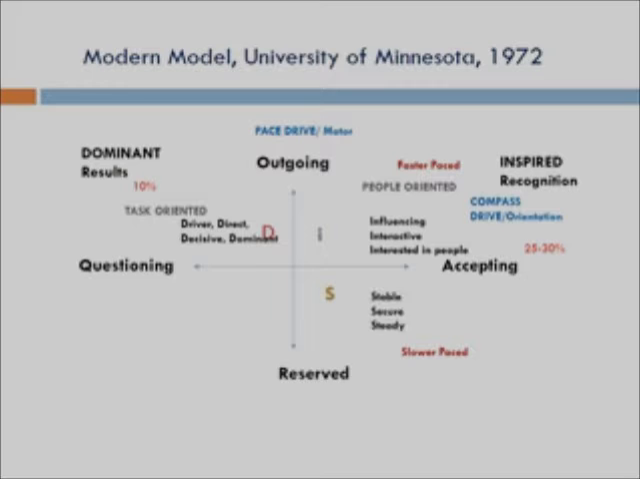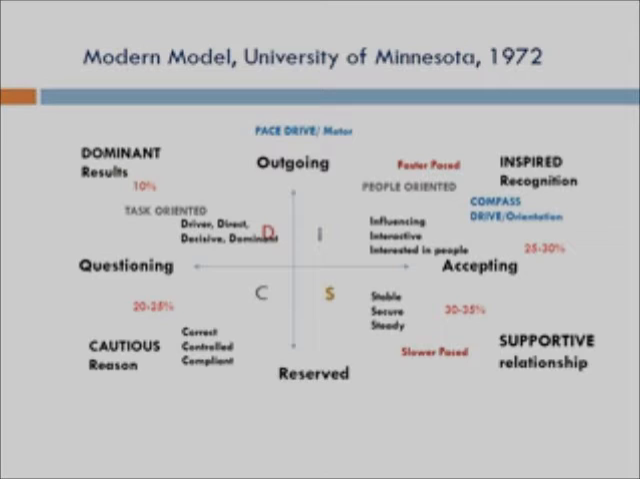The third quadrant is the S quadrant, standing for stable, secure, or steady. That's about 30 to 35%. Think supporting when you think S. The fourth and final quadrant is the C quadrant: correct, controlled, compliant, people who are cautious. They focus on reason rather than emotion. And that's 20 to 25% of the population.